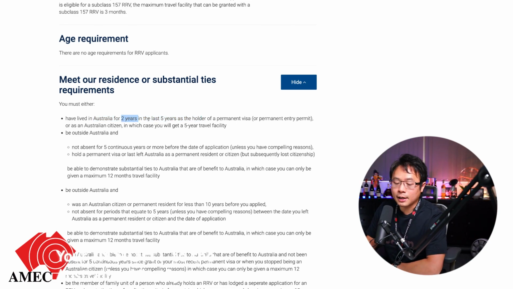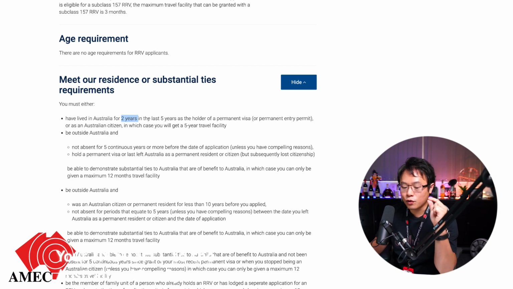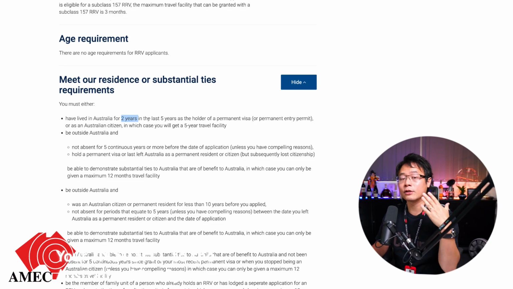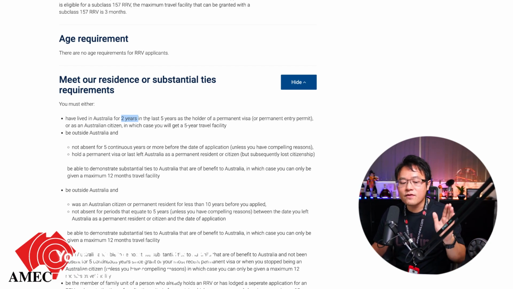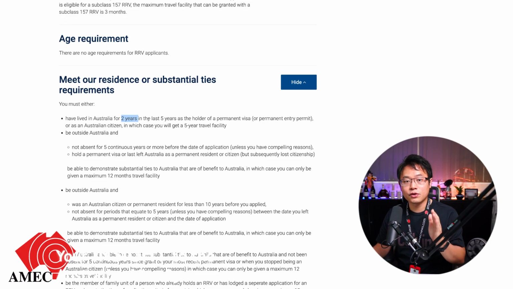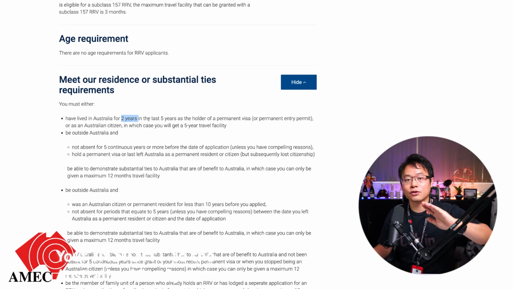Now bear in mind, if you are a permanent resident and you are in Australia, even if the visa expires, you will still have the lawful right to continue to stay.